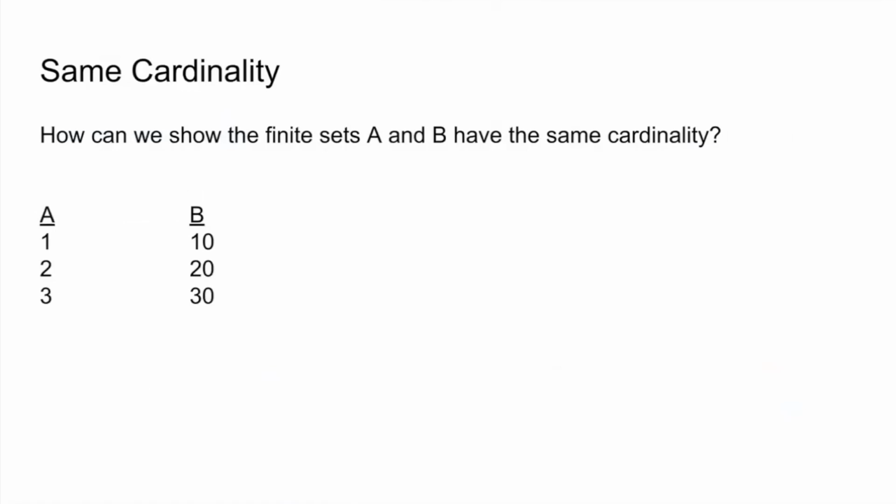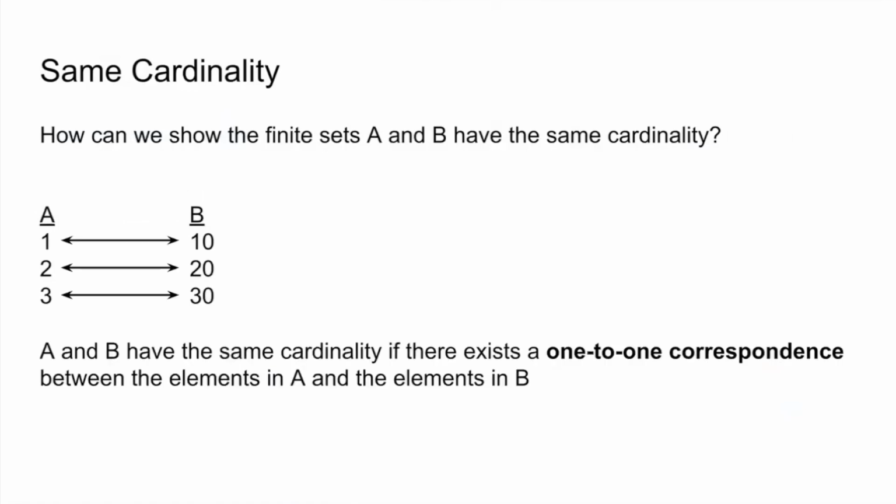Well, we can pair 1 in A with 10 in B, 2 in A with 20 in B, and 3 in A with 30 in B. And notice that each element in each set is paired with exactly one element in the other set. And this is called a one-to-one correspondence. So A and B have the same cardinality if there exists a one-to-one correspondence between the elements in A and the elements in B. For finite sets, this is pretty intuitive.